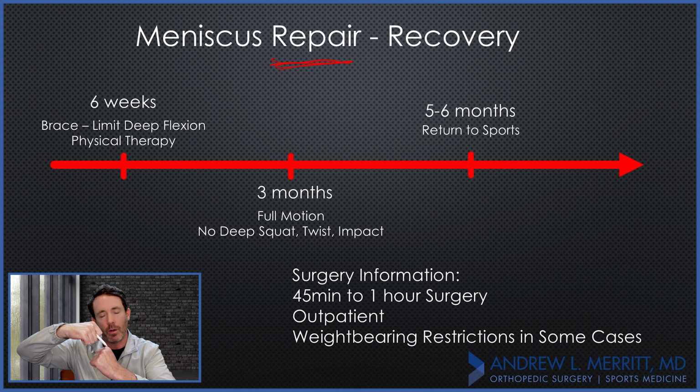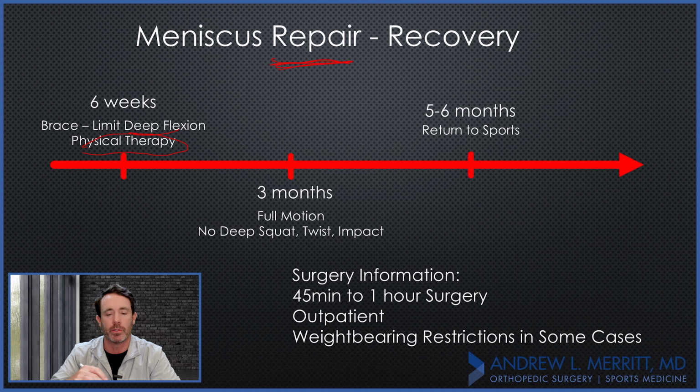Because you saw in that video, as you flex deep, it stresses that meniscus. So for the first 6 weeks, we avoid deep flexion, usually only to 90 degrees. We get patients into physical therapy to work on their quads and work on getting the knee moving again. By 3 months, we want full motion, but still not a body weight deep squat, past 90 degrees. Impact twisting activities, that's more 5 to 6 months, when we return to sports.